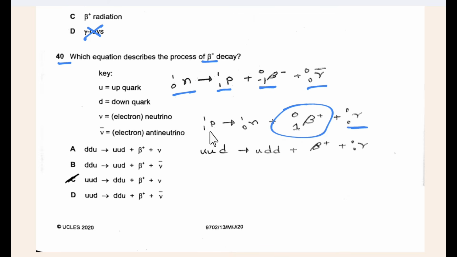A proton is made up of up and down quarks. A neutron is made up of up and down quarks, and beta plus plus neutrino. So this equation is similar to C, so the answer should be C.